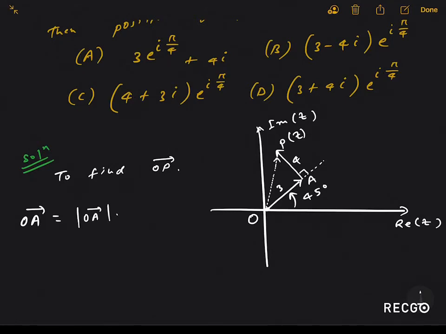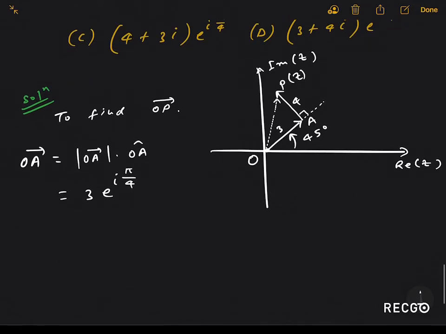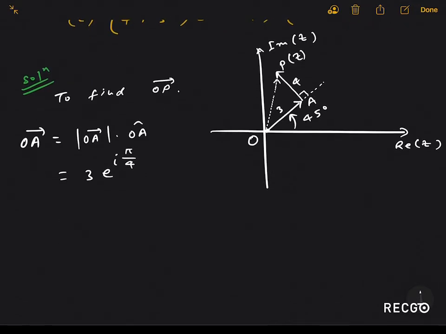So any vector OA can be written as mod of OA vector into OA cap, meaning the unit vector. As I said, the mod of OA vector is 3, and the unit vector in this direction is e to the power iota pi by 4, right? Now to write the AP vector, we must know its magnitude, which in this case is 4, and we must know a unit vector in the direction of the AP vector.